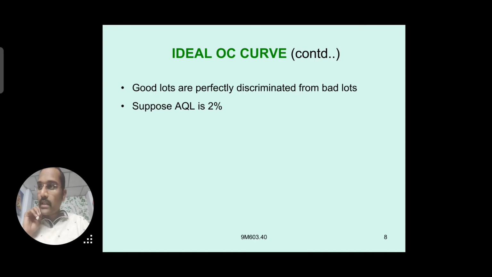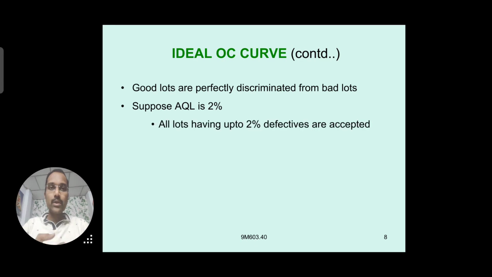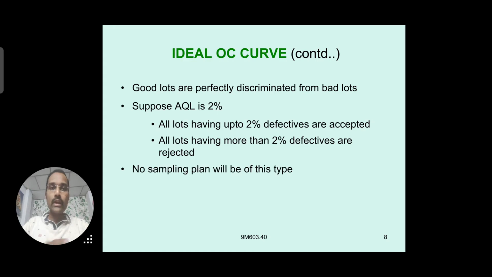This ideal OC curve discriminates perfectly. It gives the idea of separating perfectly between the good lots and bad lots, so good lots are perfectly discriminated from the bad lots. For example, here the acceptable quality limit is 2%. So all the lots having up to 2% defectives are accepted, right? Whereas the lots having more than 2% defectives are rejected.